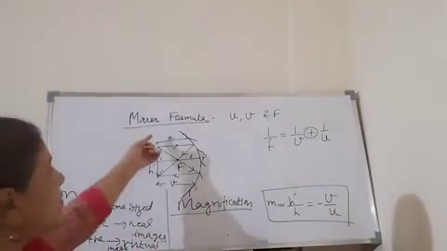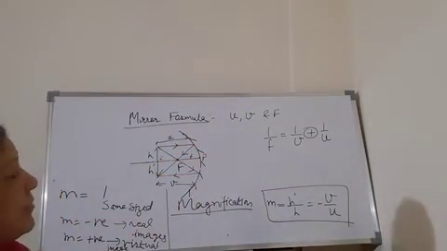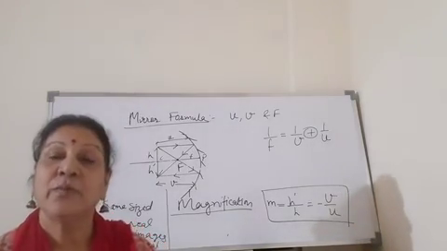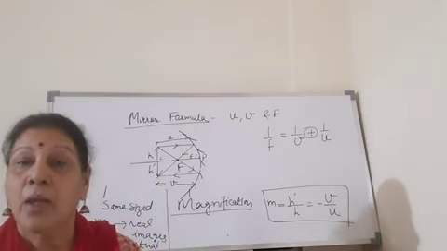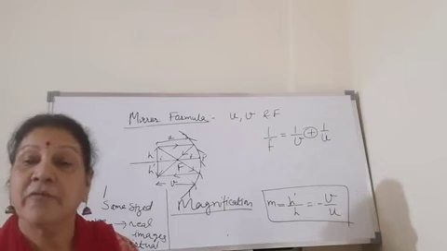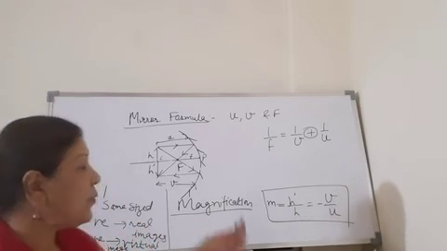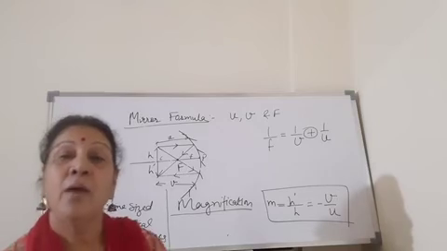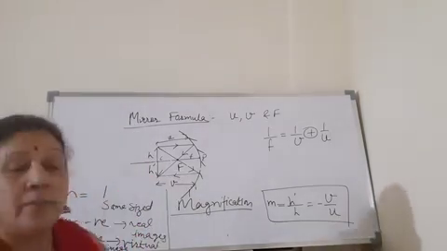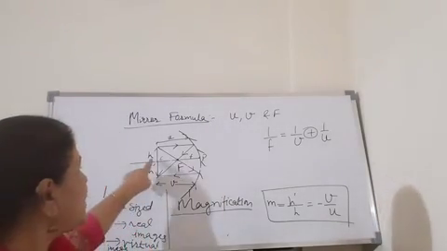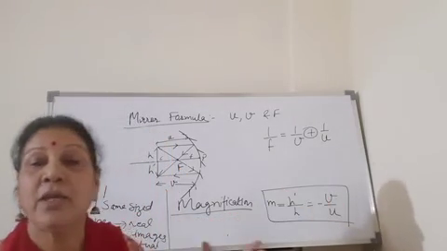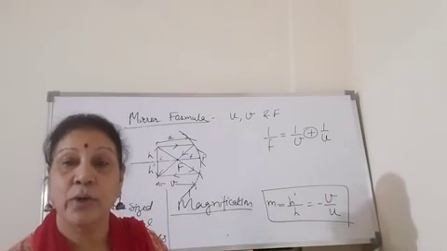Then I told you about this mirror formula that gives you the relation between u, v and f. U is the distance between the object and the mirror, v is the distance between the image and the mirror, f is the focal length of the mirror. Then we spoke about the magnification m, which equals h dash upon h, where h dash is the height of the image formed, h is the height of the object, which is equal to minus v by u, where v and u we have already discussed.